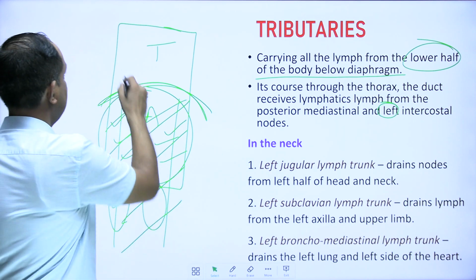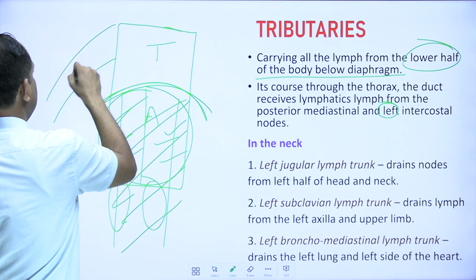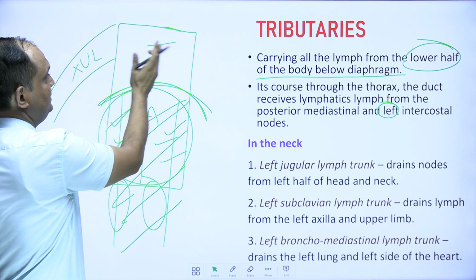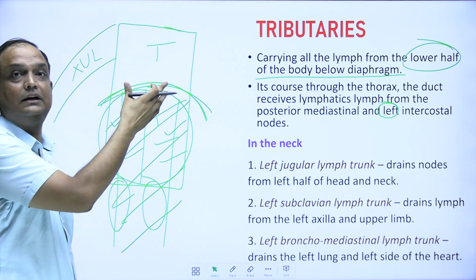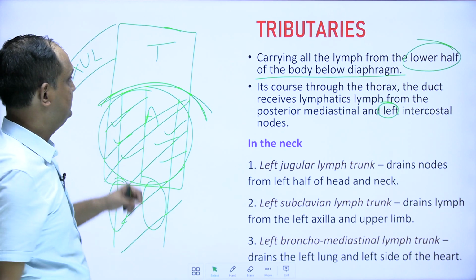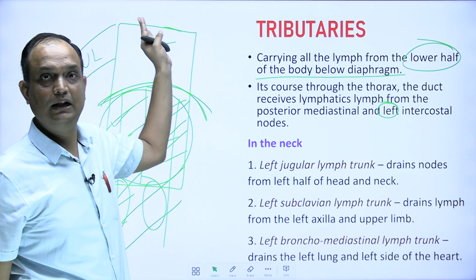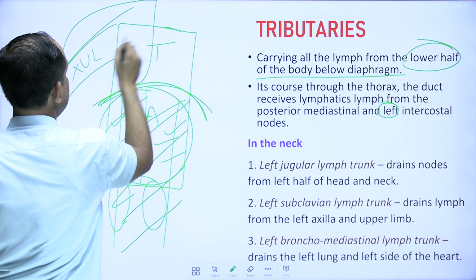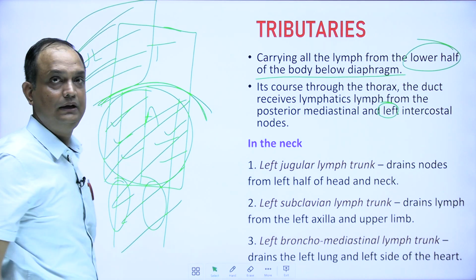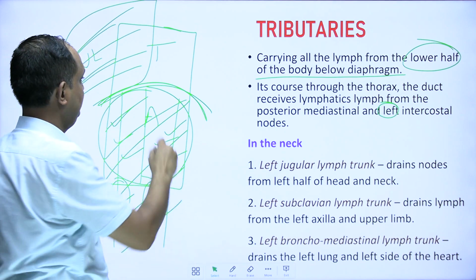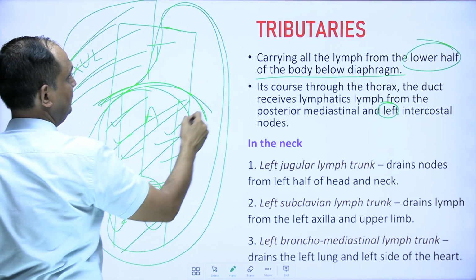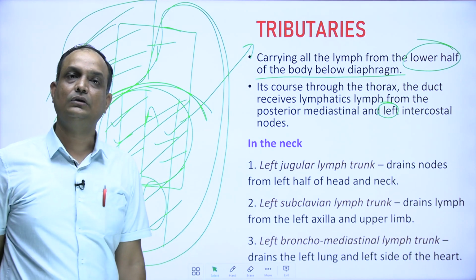That means it is not draining the right upper limb, it is not draining the right part of the lung, it is not draining the right chest wall, it is not draining the right surface of your heart, it is not draining the right side of head and neck. So, this small part of the right side is not drained by the thoracic duct. The remaining part is all drained by your thoracic duct.